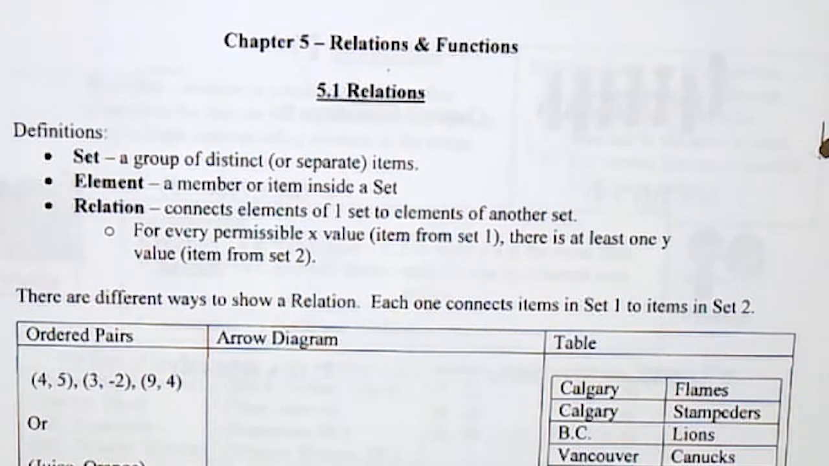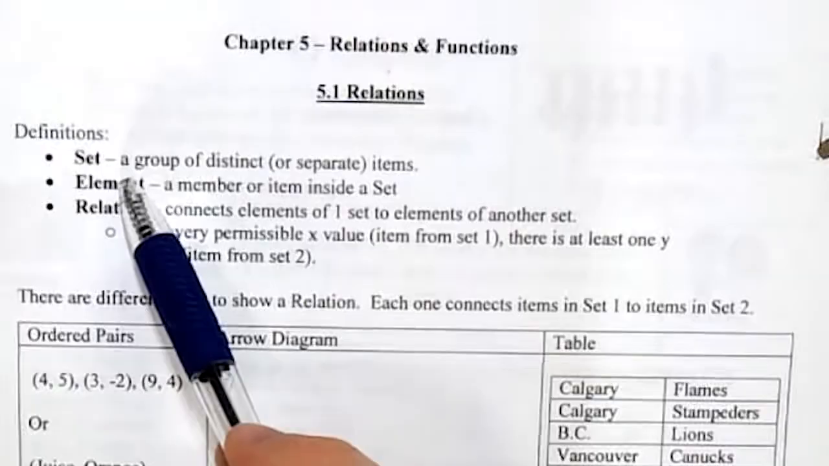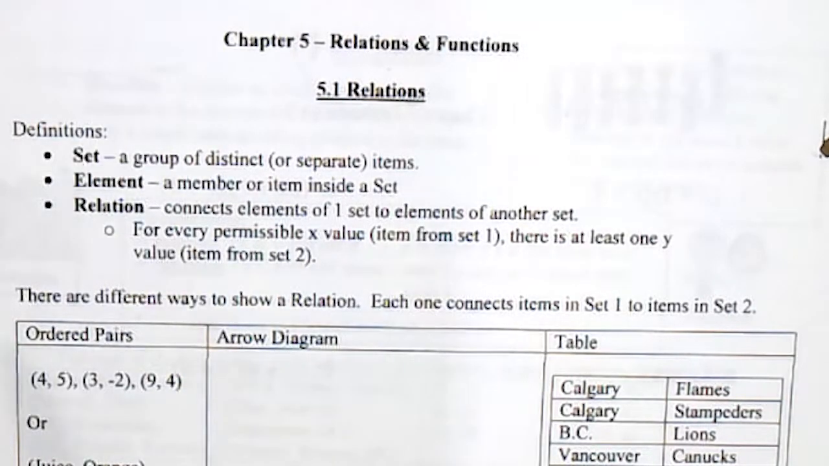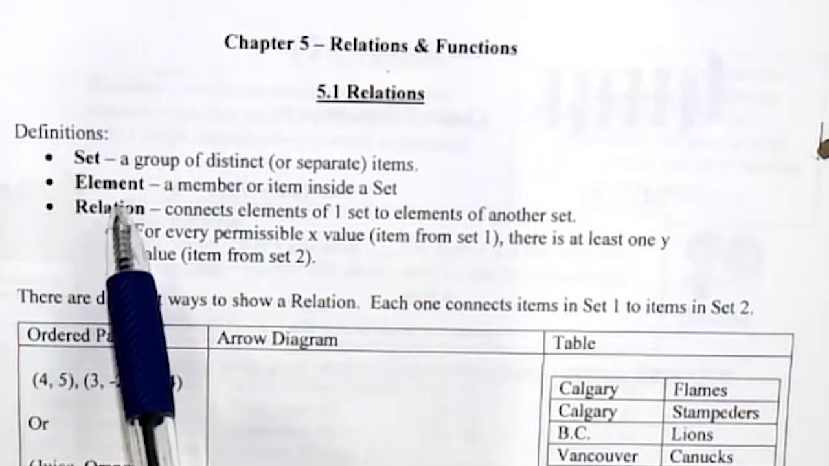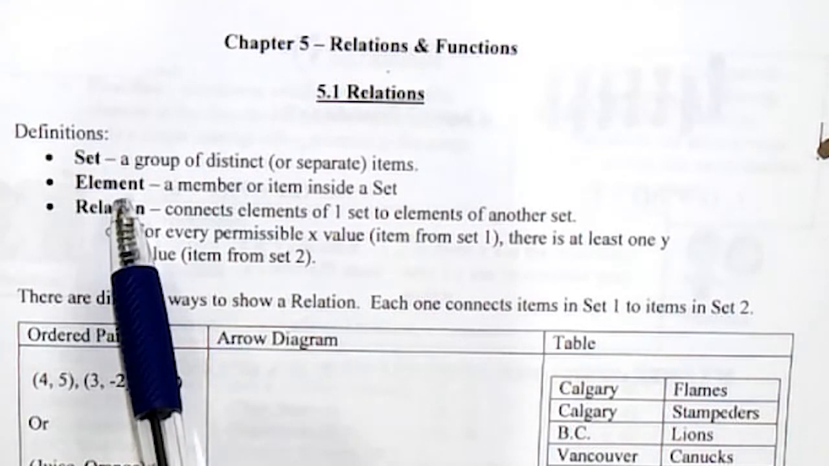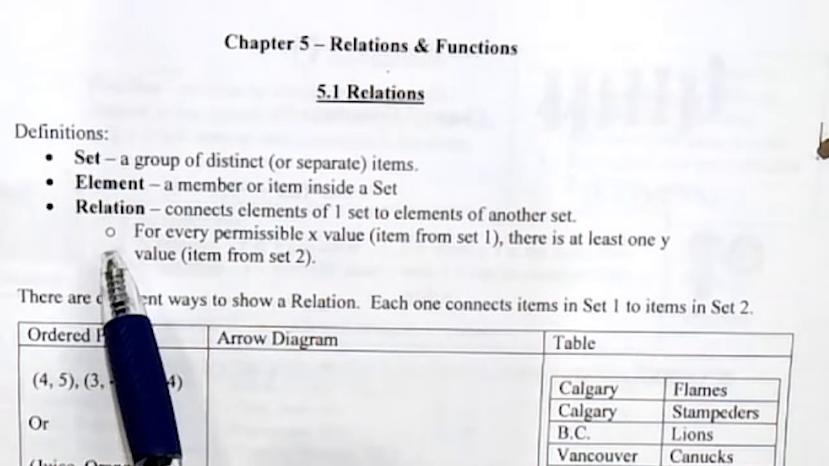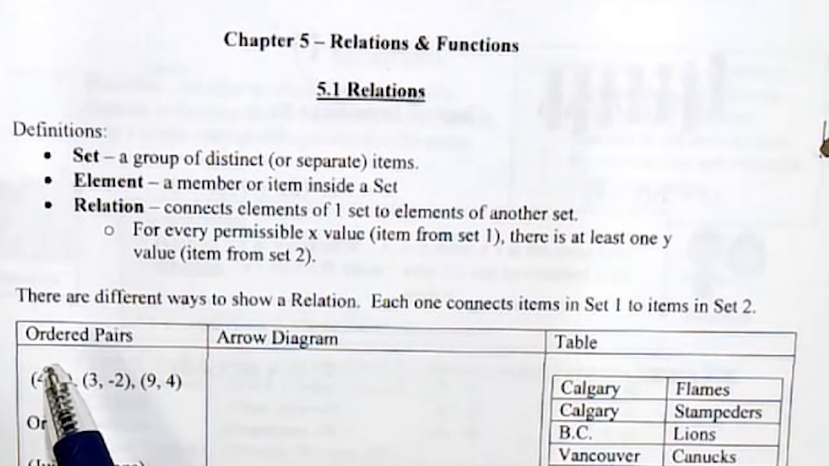We're going to start a new unit on relations and functions. So the key thing is some definitions that we need to know. A set is any group of distinct or separate items. So just a group of items. An element, anything that's inside that set, is an element of the set. And a relation connects the elements of one set to another. There has to be a connection between one group to the other group.